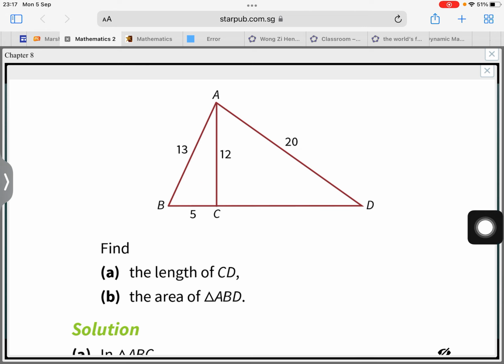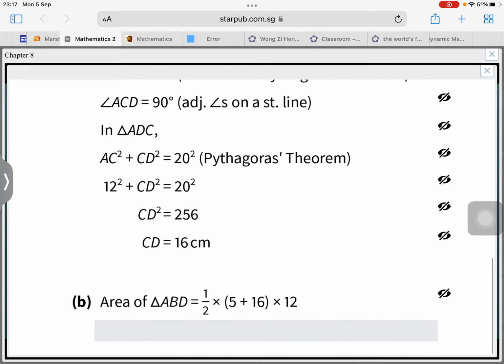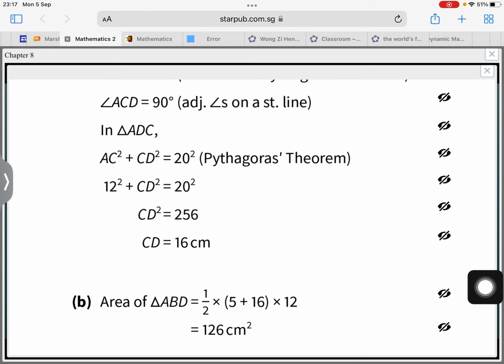Remember just now we were saying, to find the area of a right angle triangle, you take half times base times height, where the base and height must be perpendicular to each other. So in this case, I know this is 12, and I know this is 5 plus 16. So I can do that. Half times 5 plus 16 times 12, you should get 126 cm squared.